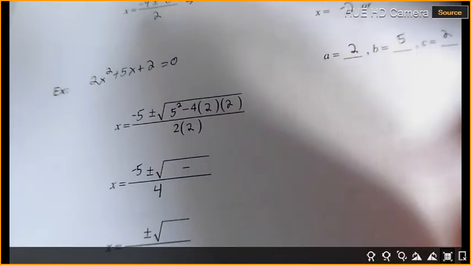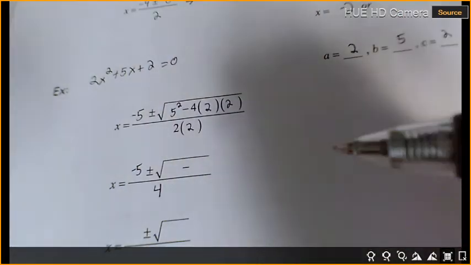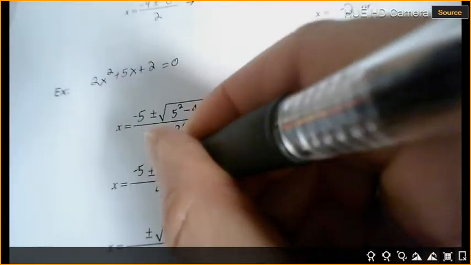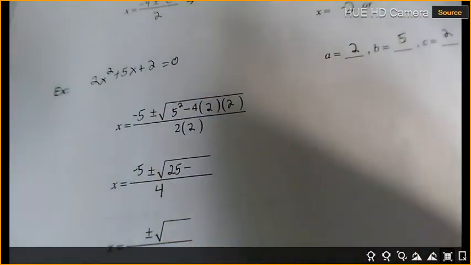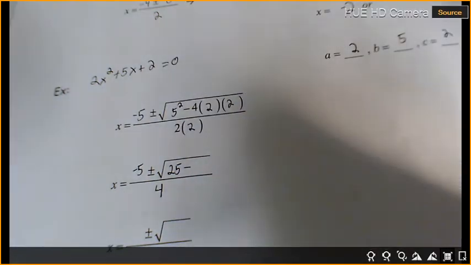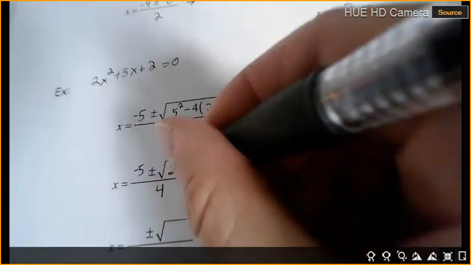Now we're going to do each part of this underneath the square root. What's 5 times 5? 25. You keep adding today, Josh. Okay. What's 4 times 2 times 2? 4 times 2 is 8. 8 times 2 is? Good.